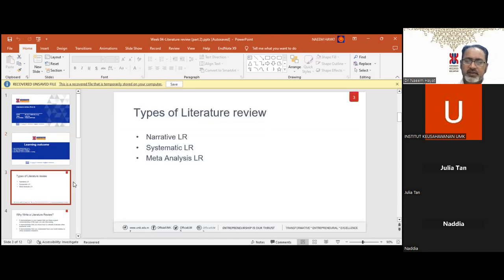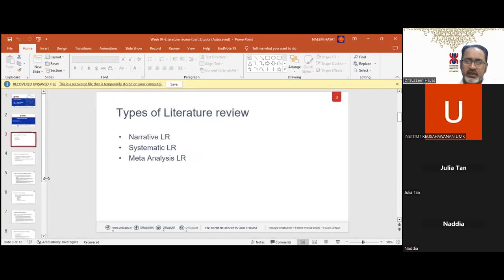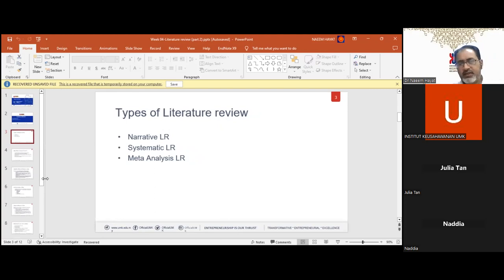The three types of literature review that we can distinguish are the narrative literature review, the systematic literature review, and the meta-analysis literature review. In the narrative review, we collect the literature, read it, and then narrate the literature as it comes to us, with a purpose. Again, for a purpose, we need to describe and write the literature differently. But more importantly, the narrative literature review is what we are focusing on in this session. Then the systematic literature review.